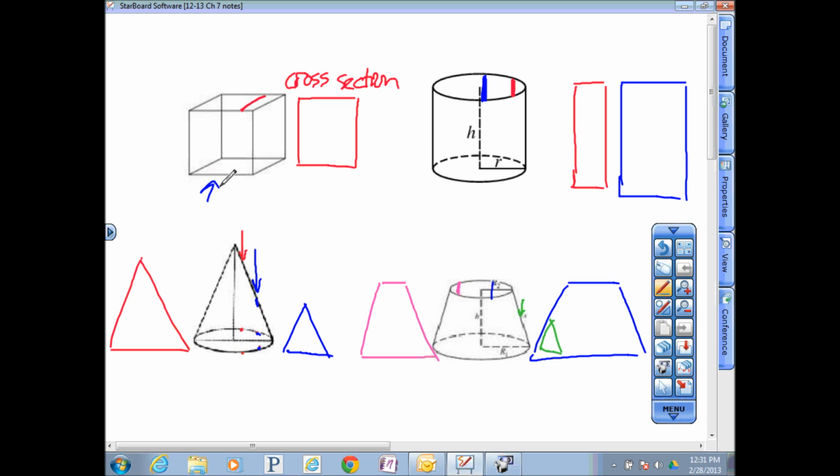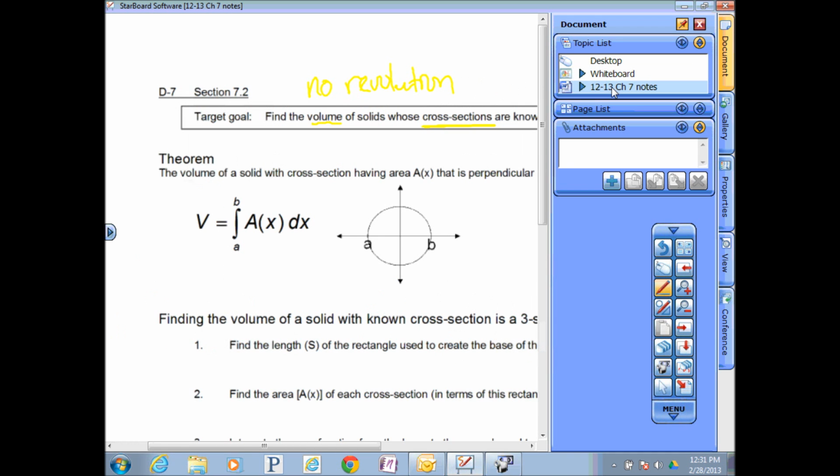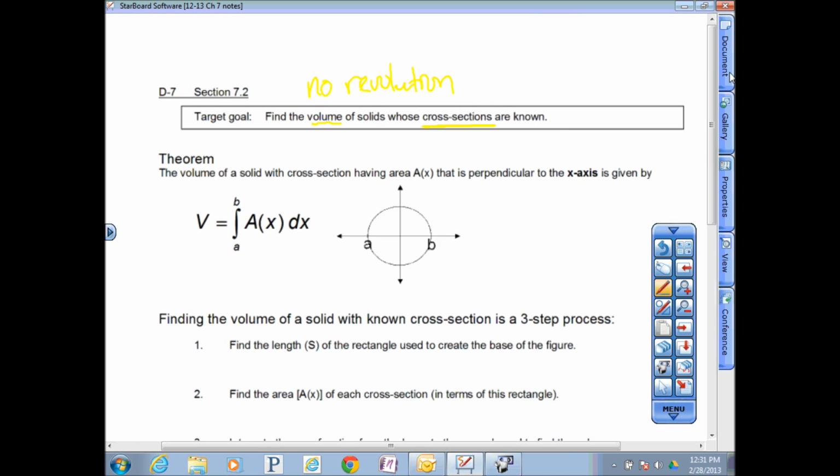So that's what we're working on right now. That's your background. Now, how do we put this in play over here? So here's what we got. The volume of a solid with cross-section having an area A of x. So here's what you've got. Looking at what's on the screen, this is the base of your cross-section.